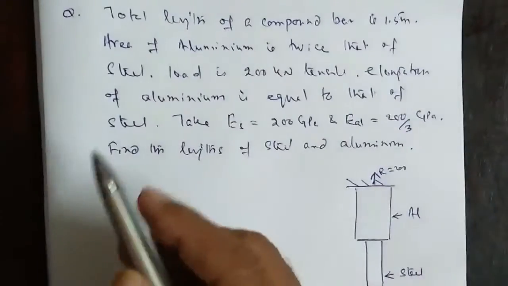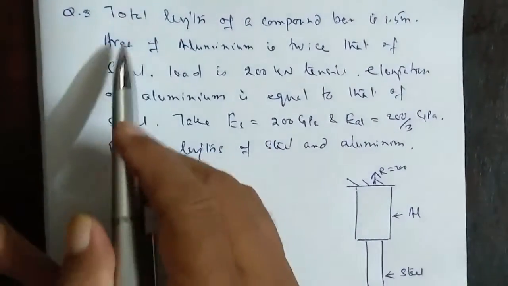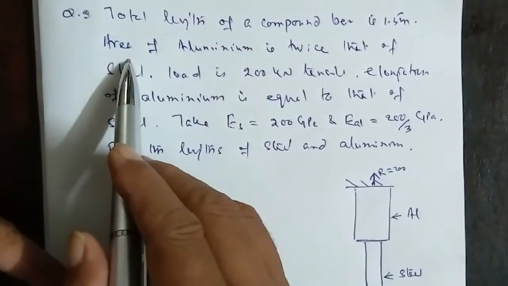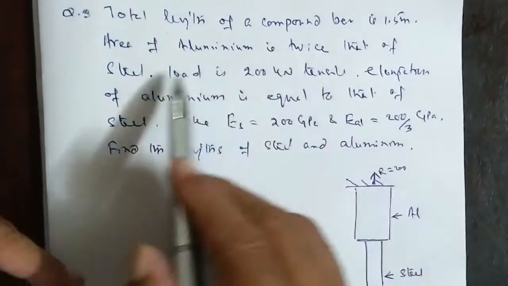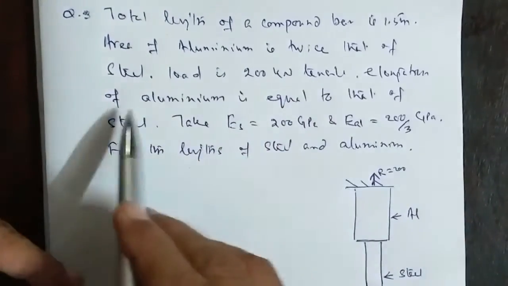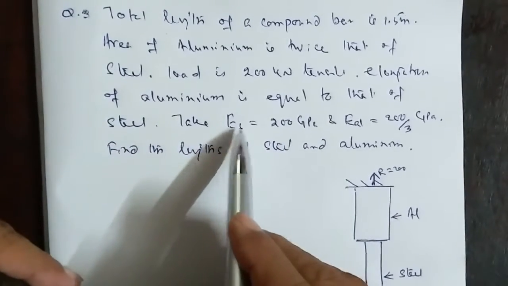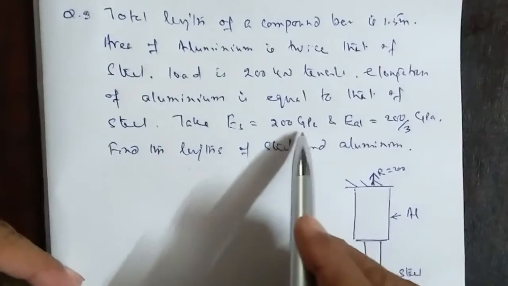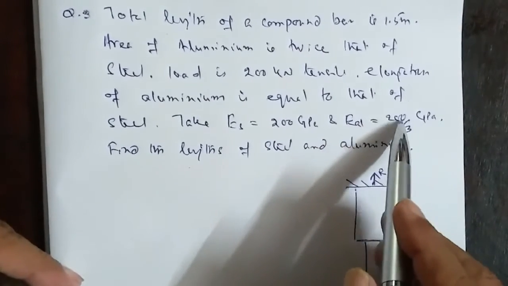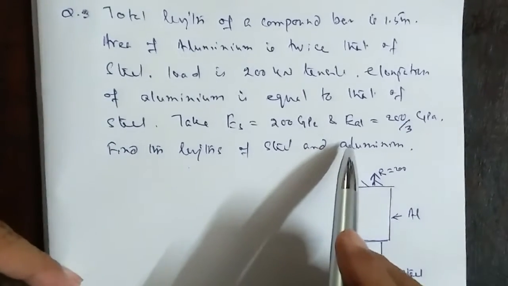Let us see. So this is question number 3 of mixed simple stress and strain. The total length of a compound bar is 1.5 meters. The area of aluminium is twice that of steel. The load is 200 kilonewton tensile. The elongation of aluminium is equal to that of steel. Take Young's modulus of steel as 200 GPa and Young's modulus of aluminium as 200 by 3 GPa. Find the length of steel and aluminium.